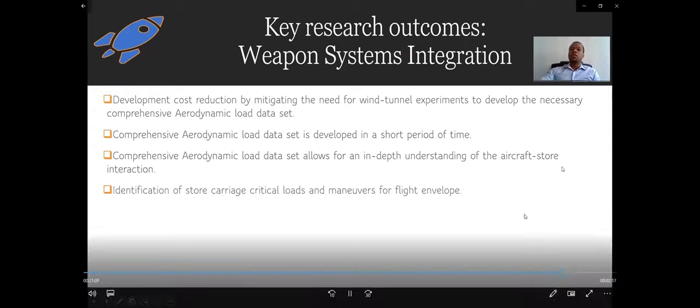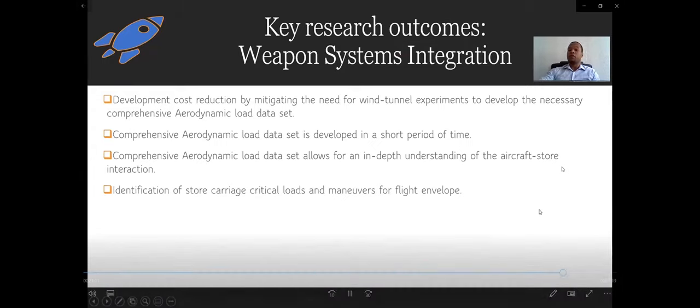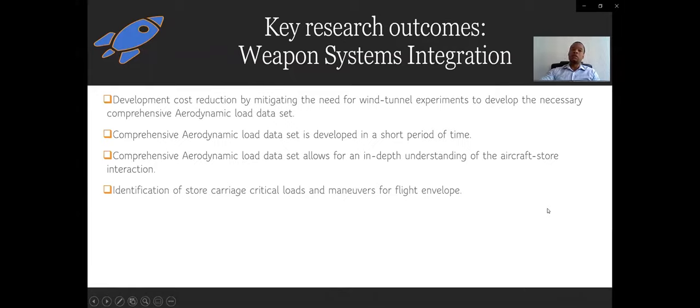The identification of store carriage critical loads and maneuvers for the flight envelope was also a key outcome. And design optimization was made possible so that the store can react to the carriage critical loads.